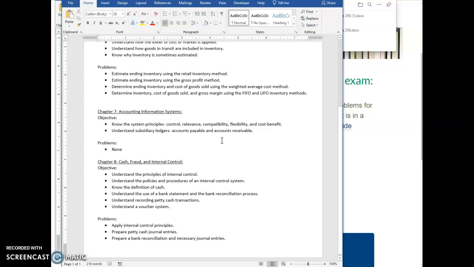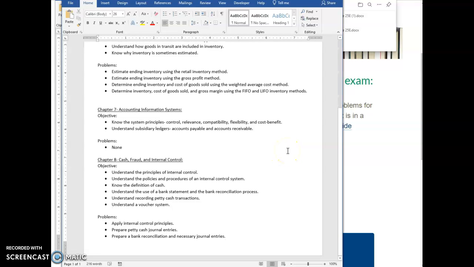Chapter 7, again, it was covered very lightly, so we're going to be looking at just the objectives, knowing the system principles such as control, relevance, compatibility, flexibility, and cost benefit, and then understanding the subsidiary ledger, accounts payable, and accounts receivable. There are no problems associated with Chapter 7.